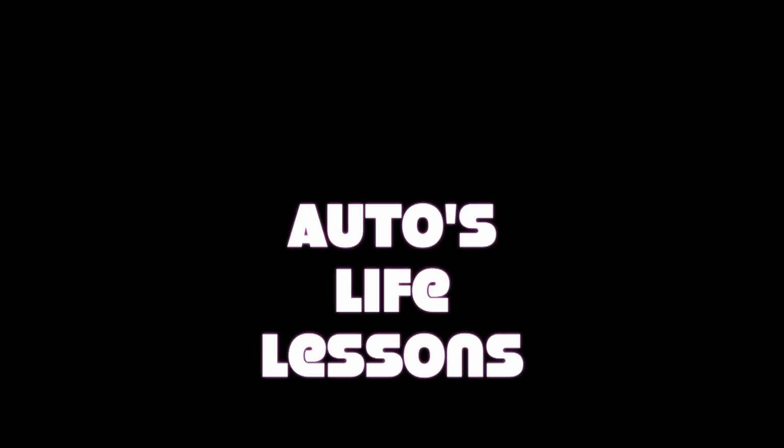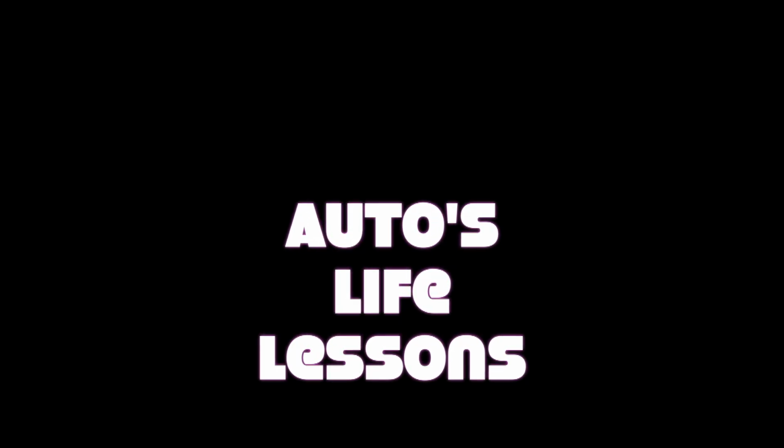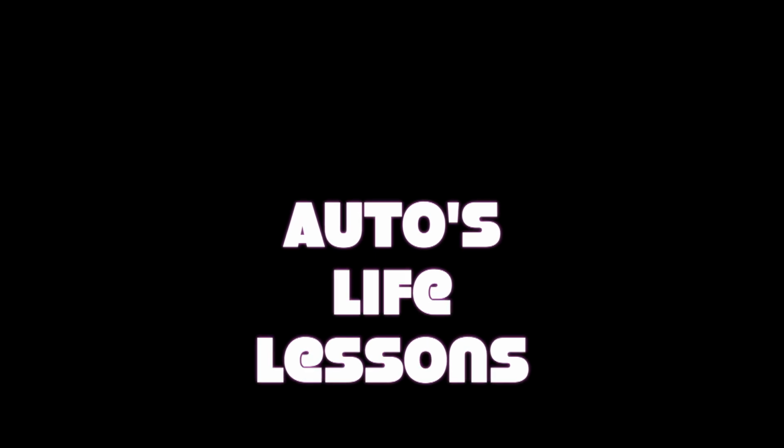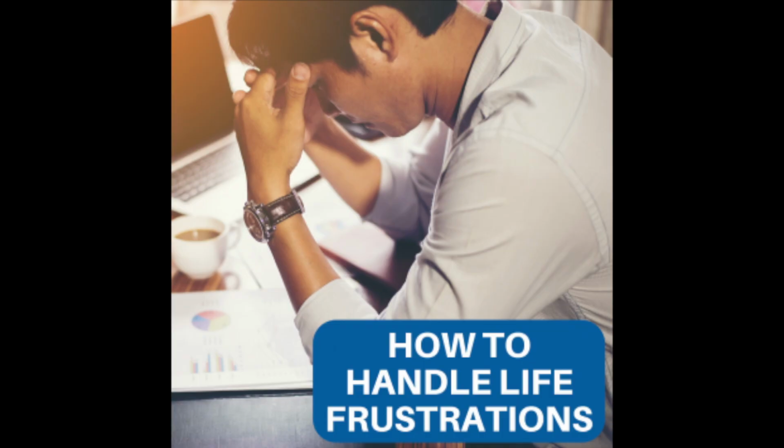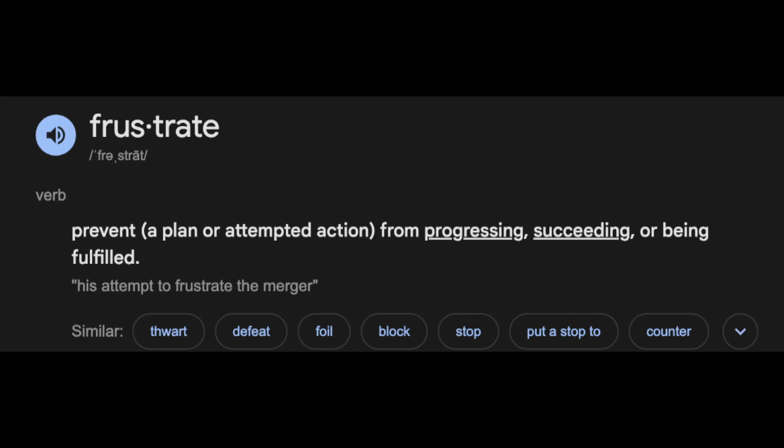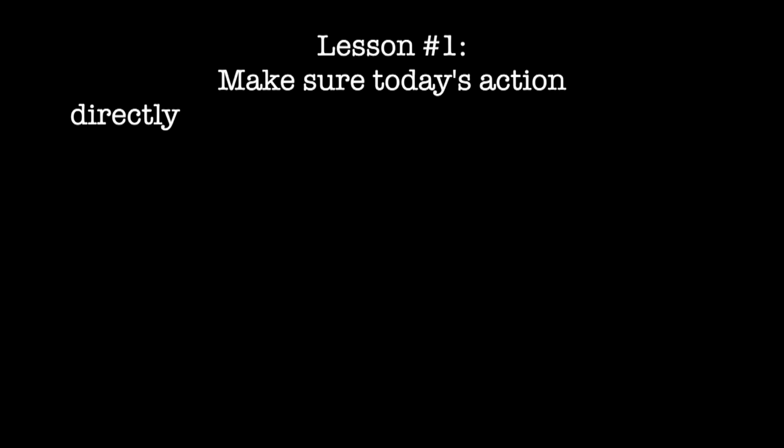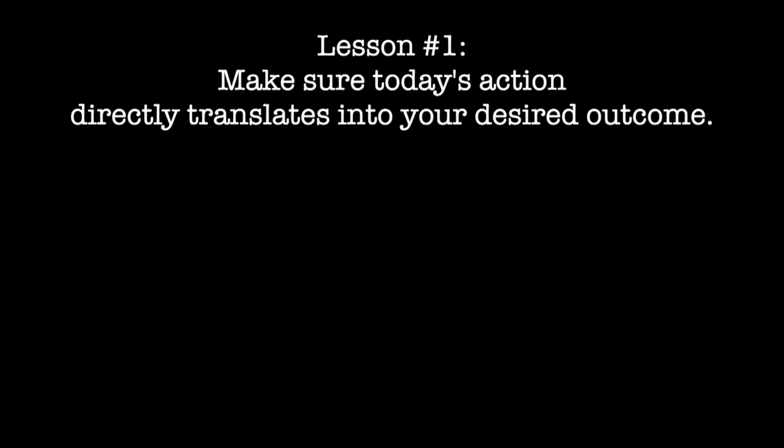And now, for Otto's Life Lessons. Otto's Life Lessons are designed to help you keep momentum and avoid frustration. Frustration would be defined as feeling a lack of forward progress. And today's lesson is, make sure what you are doing directly translates into your desired outcome.